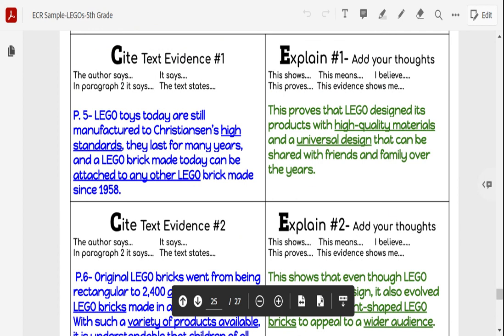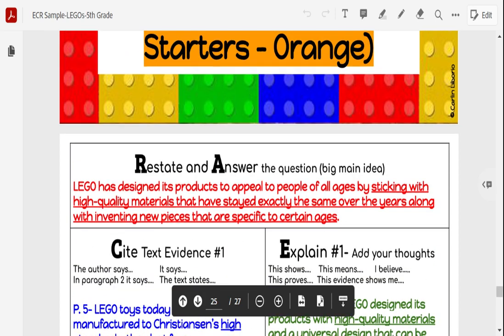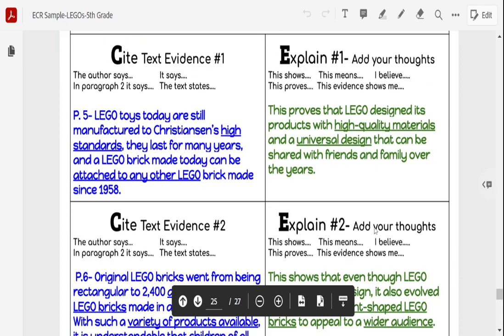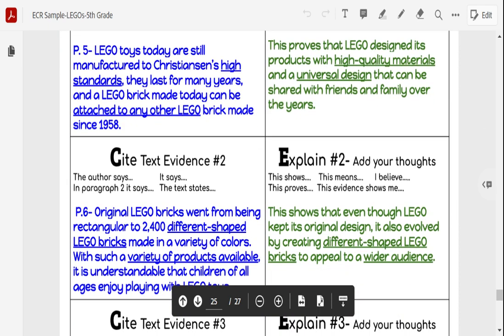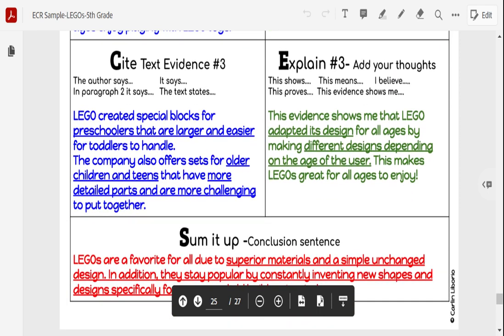So, high quality materials, universal design shows that, and then this is where they start evolving in the shape, which going back to the question, that has to do with the design. Does it have to do with design? Yes. Does it have to do with ages? Yes, because you're saying that this gave an appeal to a wider audience. So you're still answering the question.